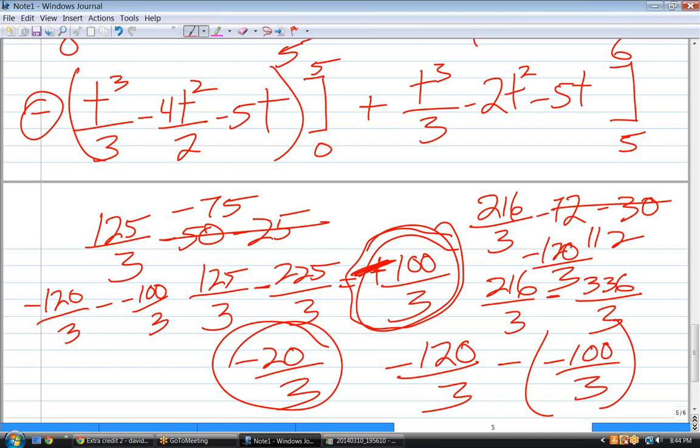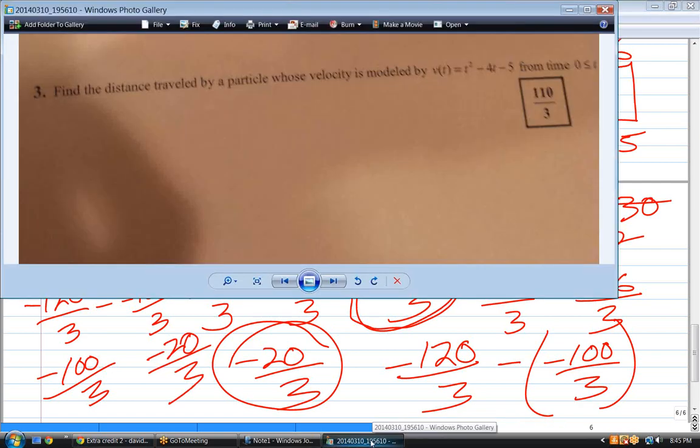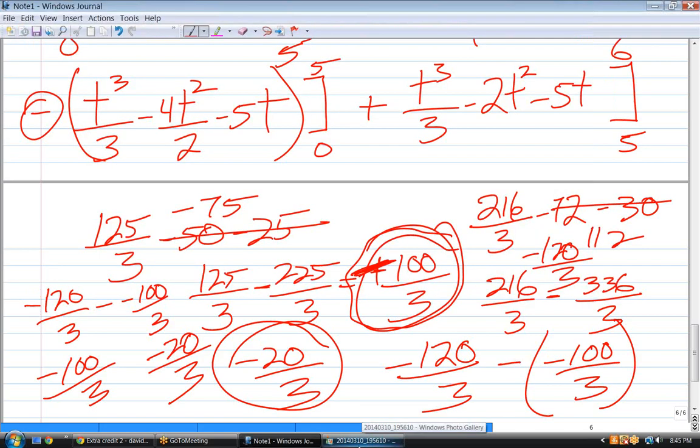3 times 75 is 225. 125 is 5 cubed. That's minus 100. So the first one's minus 100 thirds. Second one, I get minus 20 thirds, which would make the total distance 120 thirds. Her answer says 110 thirds without a sign, but that's okay. She's asking about distance traveled. It's not a vector, so we don't need a sign.